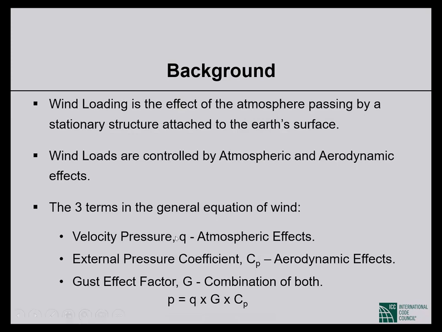Out of the three terms, Q is determined entirely by atmospheric effects. It has nothing to do with the structure. The C sub P is, on the other hand, entirely a function of the aerodynamics of the structure, and has nothing to do with the atmosphere. G is a combination of both. It is a function of atmospheric effects as well as the aerodynamic effects.